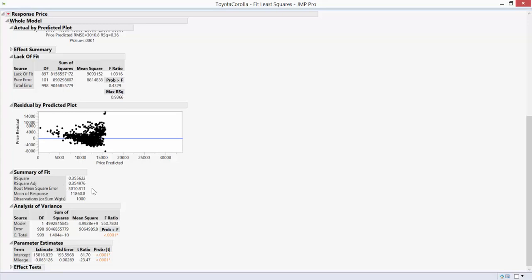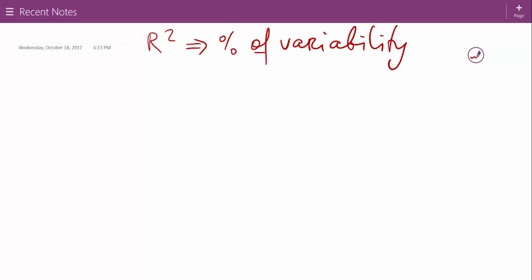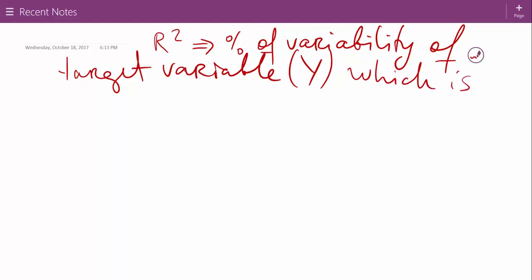Did you discuss the standard interpretation of R squared? How do we interpret that? What does it tell you, R squared? Here is the standard interpretation, okay? Valid for all regressions, all kinds of equations. So R squared gives you the percentage of variability of target variable y, okay, which is explained by and attributed to the variability of independent variables, right?